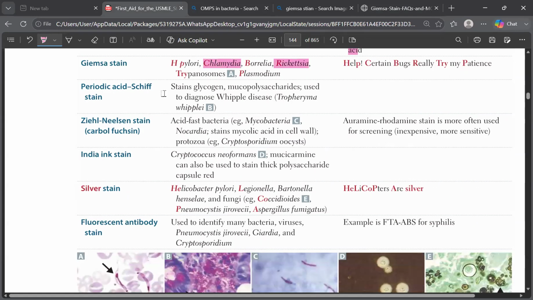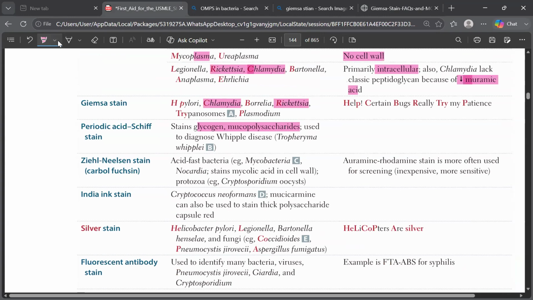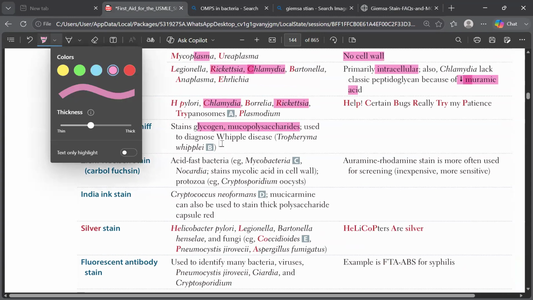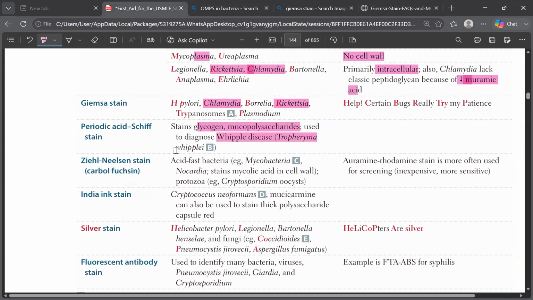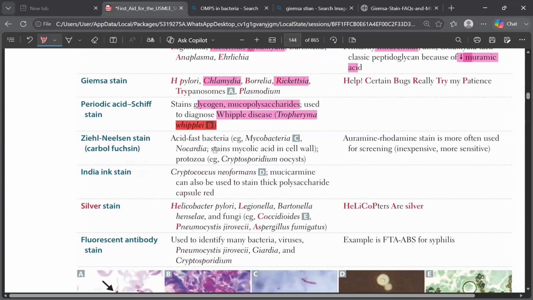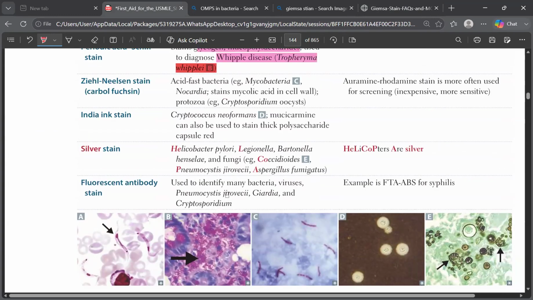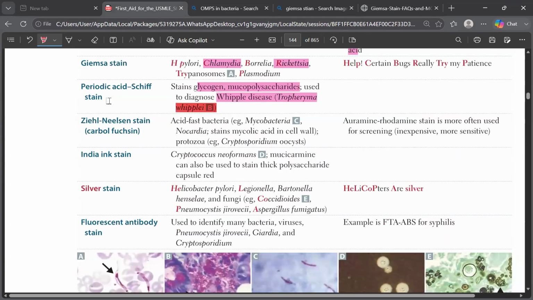Then we have the periodic acid Schiff stain. It stains glycogen and mucopolysaccharides, and it is used to diagnose Whipple disease, which is caused by Tropheryma whipplei. So it is very specific for this disease. This organism, Tropheryma whipplei, takes the periodic acid Schiff stain, and this stain basically stains glycogen and mucopolysaccharides and all that.